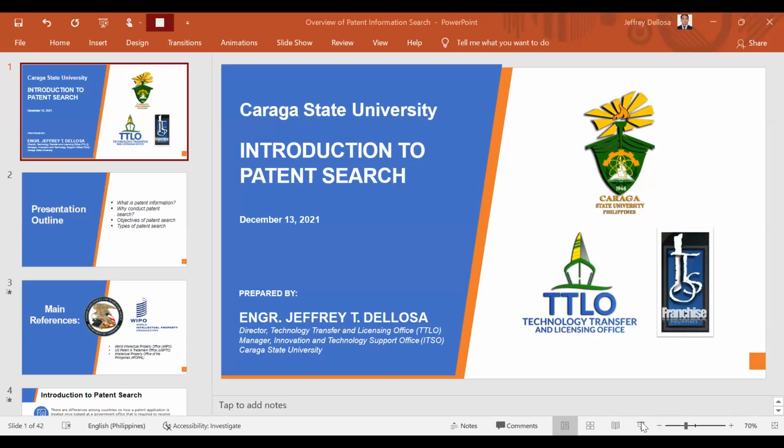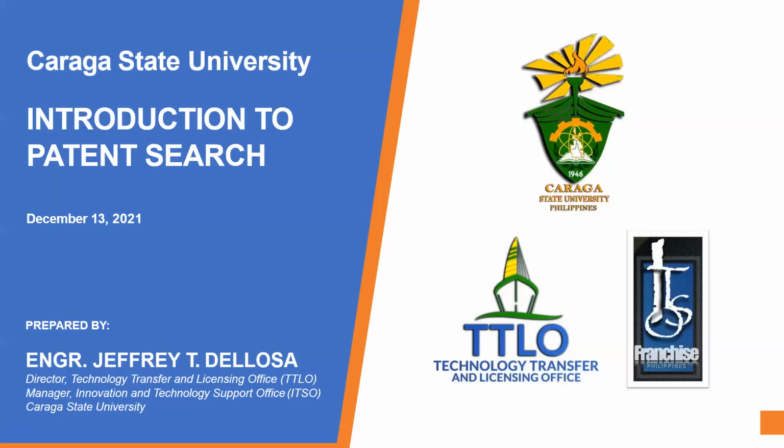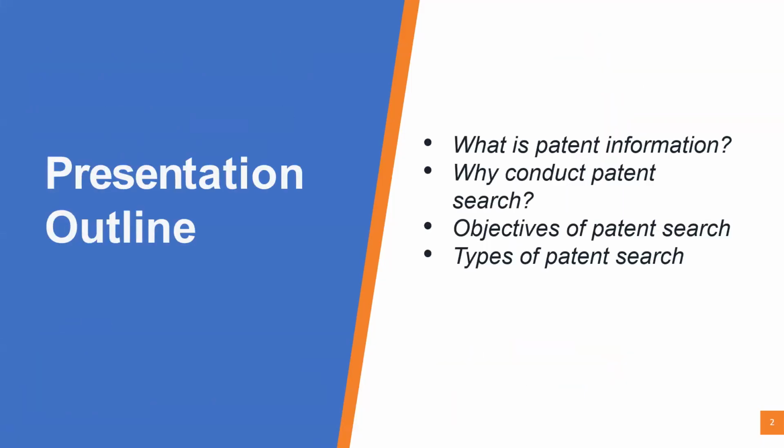Okay. Now we go to the patent search. So why do we need to have patent search? What is even patent search? Basically, these are the 4 topics that I would like to share this morning: patent information, conducting patent search, why we need to do it, and what are the objectives and the types of patent search.